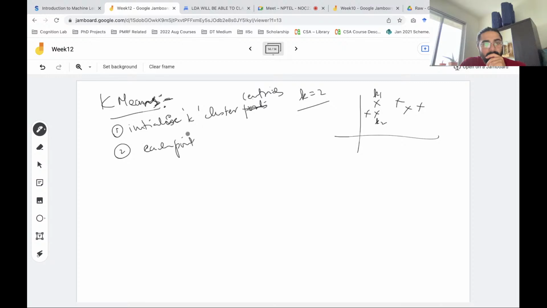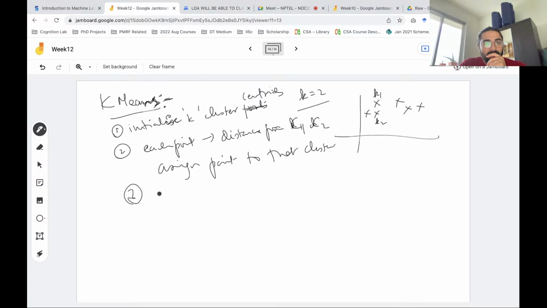The next step is, for each point, you find out the distance from both the clusters, K1 and K2, cluster 1 and cluster 2. You assign the point to the cluster which has the lowest distance. The third step is you update your cluster centroids. Centroids here means the mean over whatever is in that particular cluster, and you iterate over this.